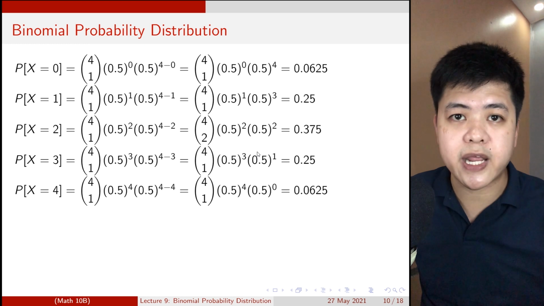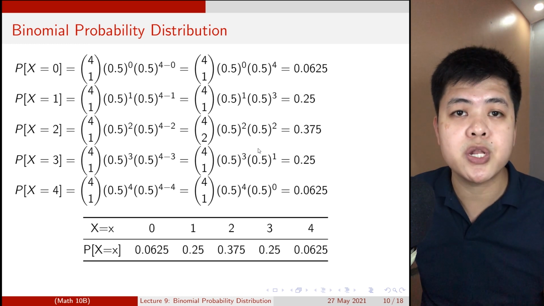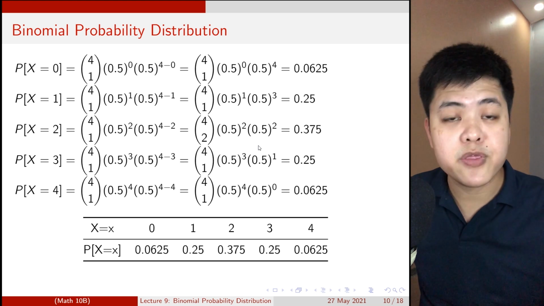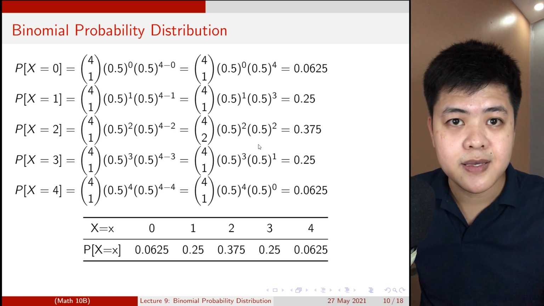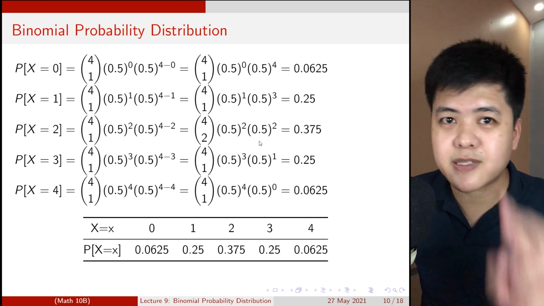And then all you have to do is to organize them in a table that look like this one. So this is your probability distribution in tabular form. Again, your random variable of interest is the number of heads when you toss a coin 4 times. Let's have example number 2.